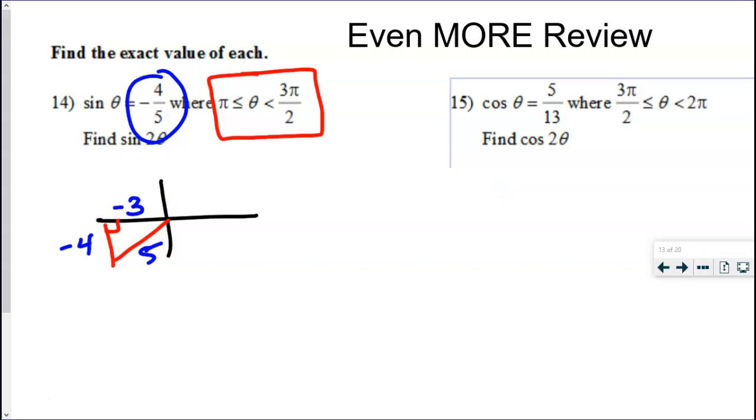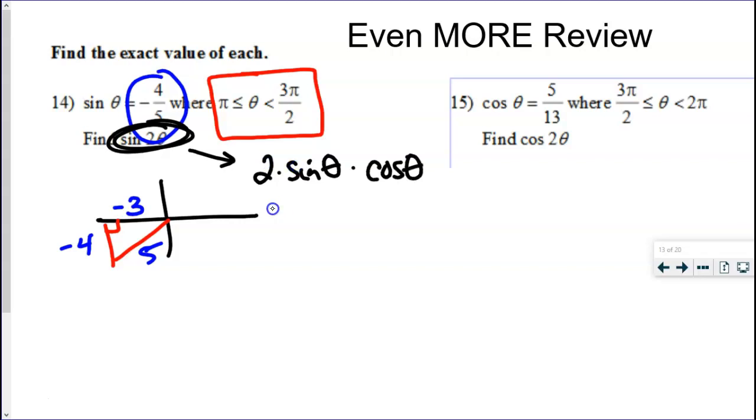I think there's even a big warning sign on your test that says, please watch your signs, and this is what we're talking about. Don't lose the fact that these are negative values. Now they want sine of 2 theta. But sine of 2 theta is found by taking 2 times the sine of theta times the cosine of theta. And the signs will magically work themselves out on this formula, so don't panic. All right, so the sine of theta, we already knew that. That was a -4/5. And then the cosine of theta would be -3/5.